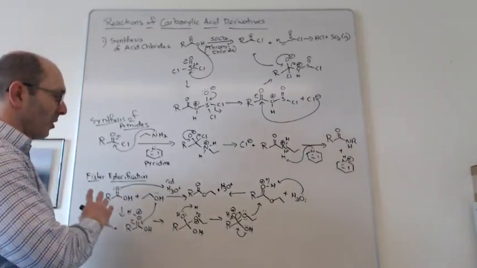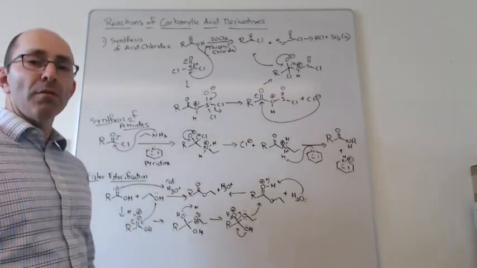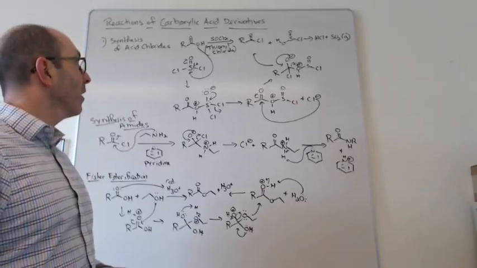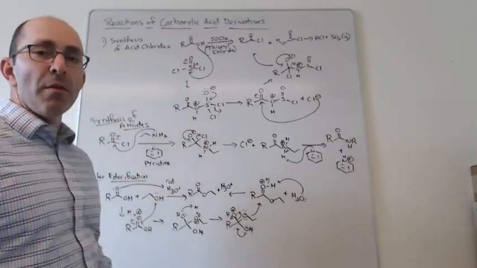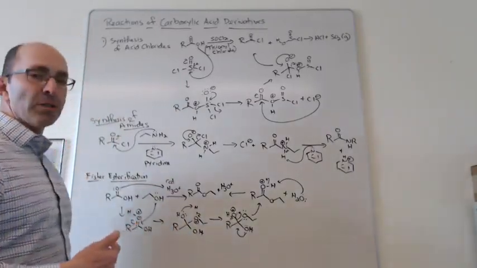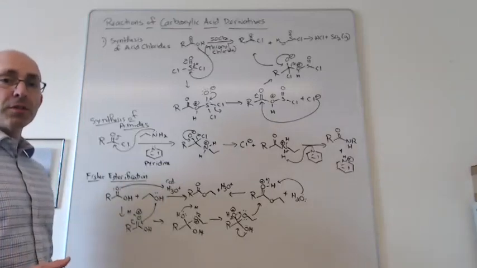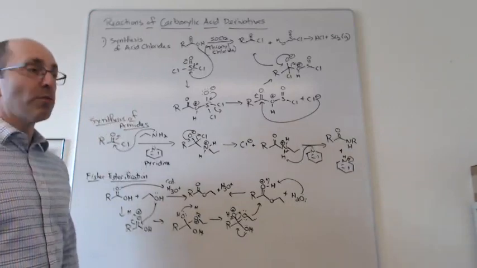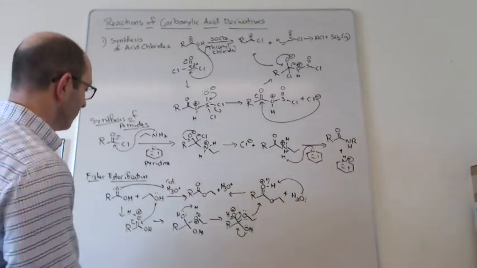Again, addition-elimination of water. It looks very much like what we did for our acetal and ketal synthesis. Okay, so again, those are three of the mechanisms. Let me erase, and we'll go over the mechanisms for how you generate a carboxylic acid, starting from some of these other functional groups.